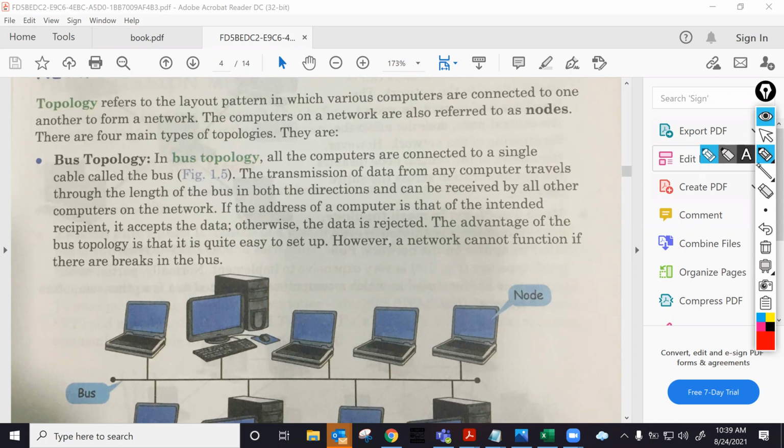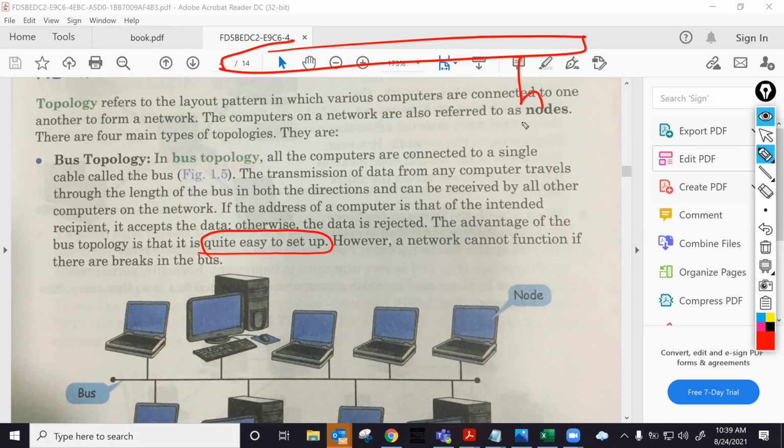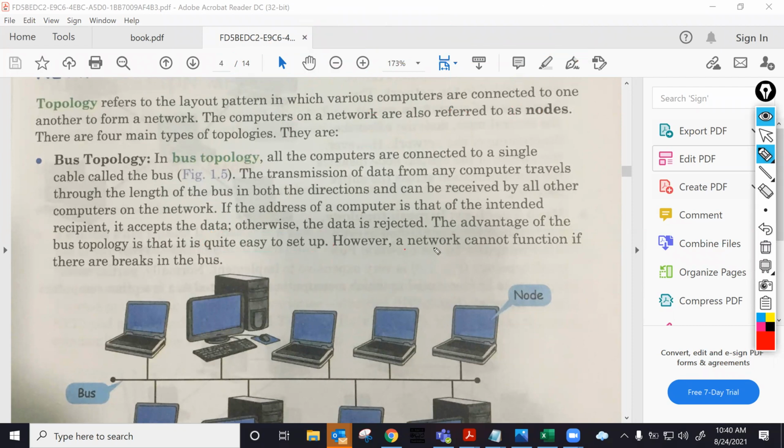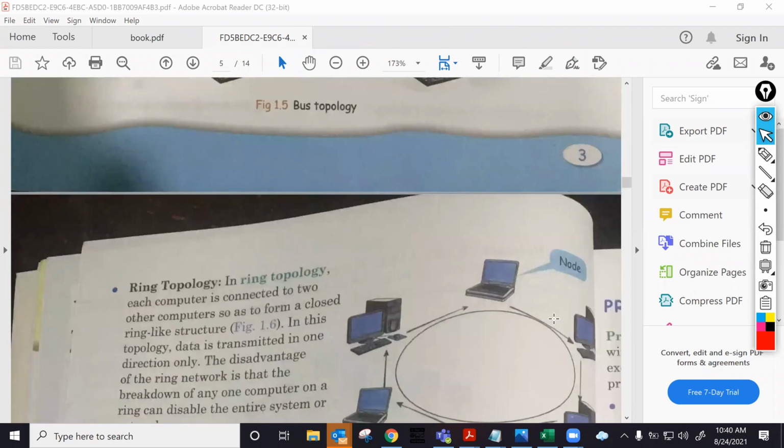So what is the advantage? The biggest advantage they are mentioning is that it is quite easy to set up. That means for this network, first of all, you can have a backbone, then you can just place the machines in between or connect the machines. Okay, easy to set up. However, if the main cable breaks down, the network cannot function. So that's the disadvantage, because it's a backbone.